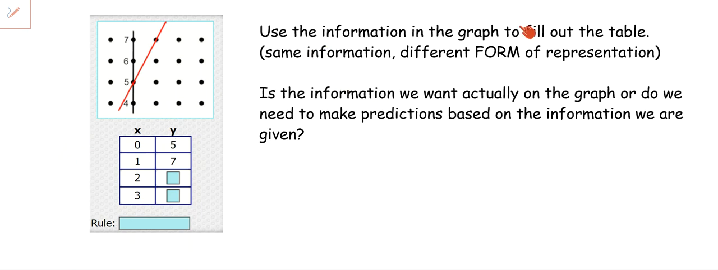So basically, you use the information in the graph to fill out the table. Same information, different form. So that word there, Ryan, is something to do with MYP. We look at different forms. That's the same information but written in a slightly different way. Okay. So we've got to try and fill out these values from the graph, but is the information we want actually on the graph, or do we need to make predictions based on the information we are given? So, for instance, where do you think 0, 5 is on that graph?